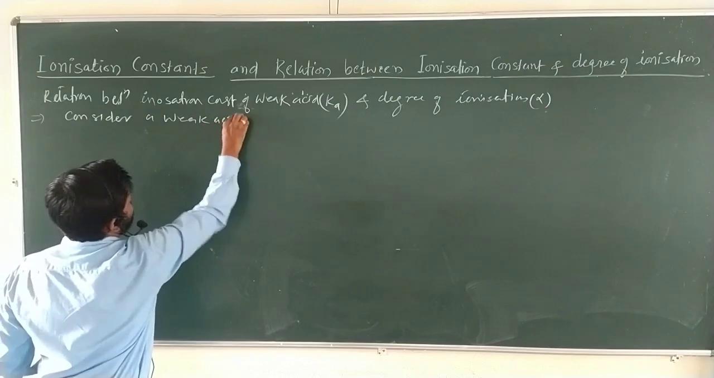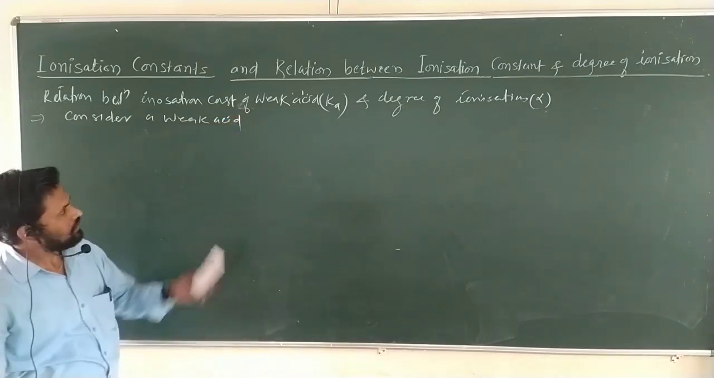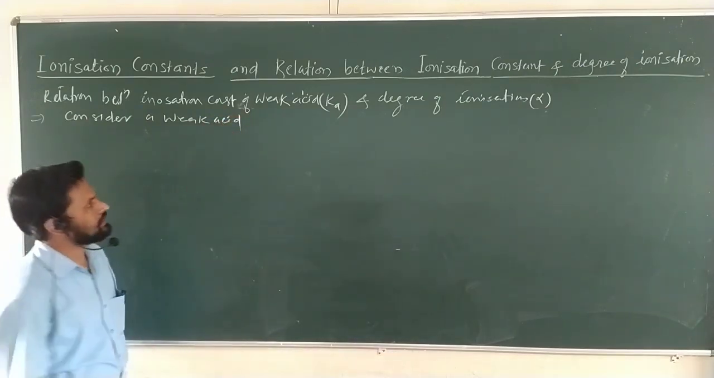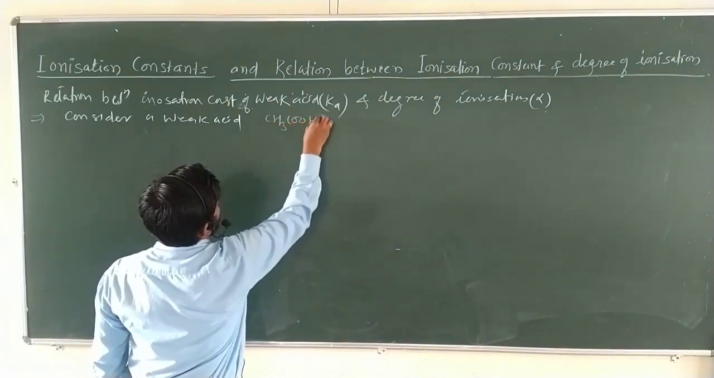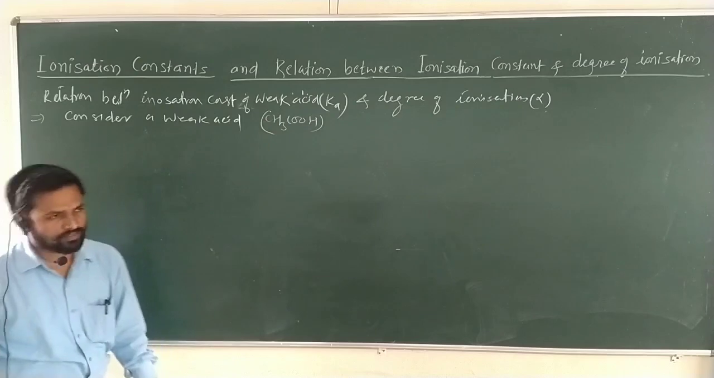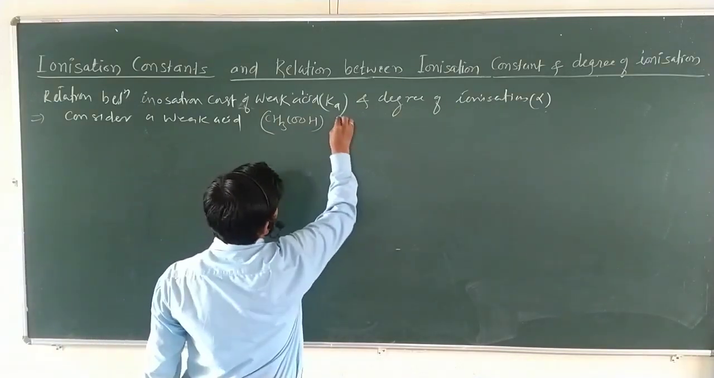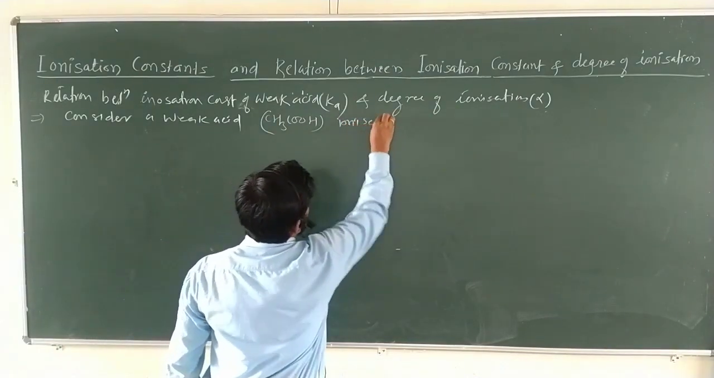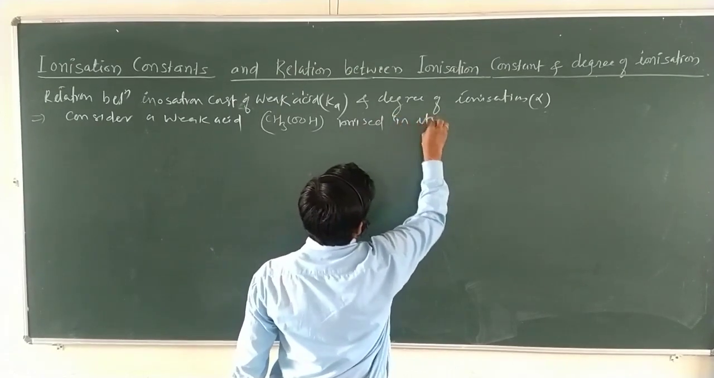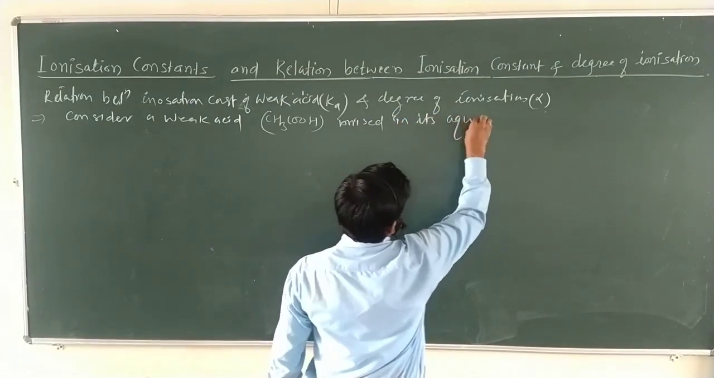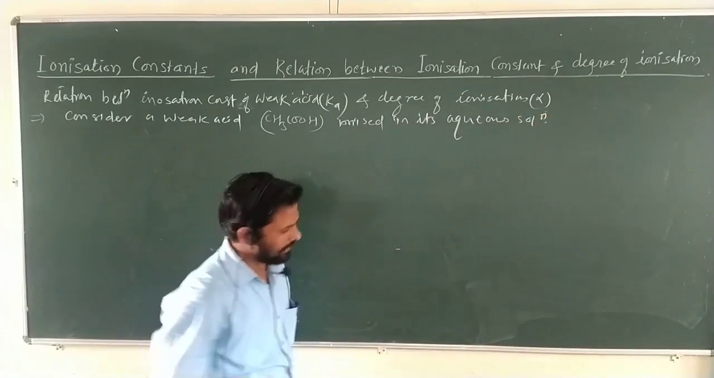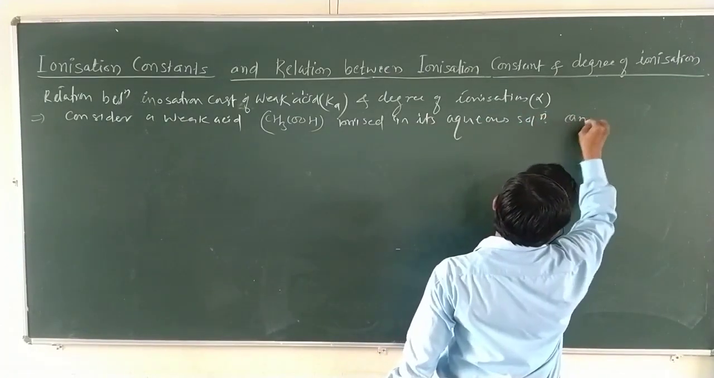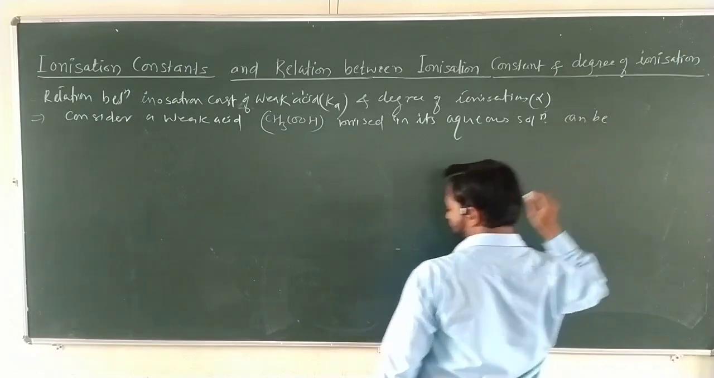Consider a weak acid. What is a weak acid? Already we studied. What are examples of a weak acid? Acetic acid. Consider the weak acid, acetic acid, ionized in its aqueous solution. The aqueous solution can be represented as follows.